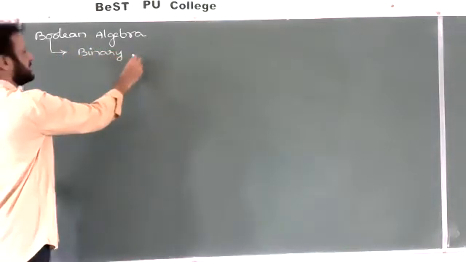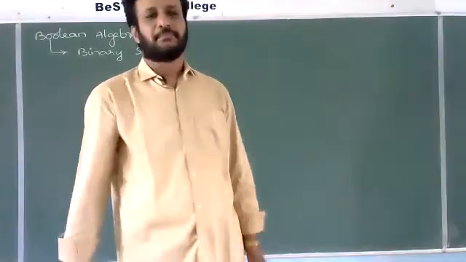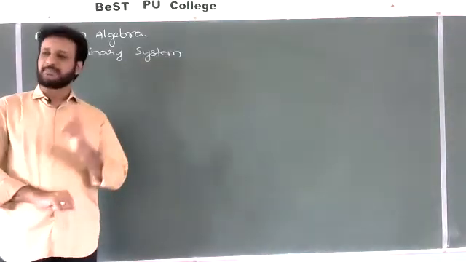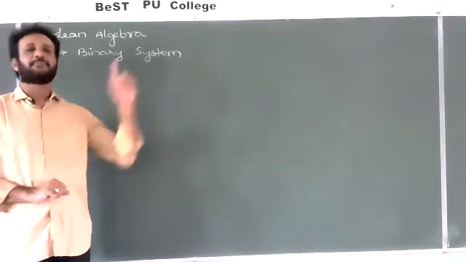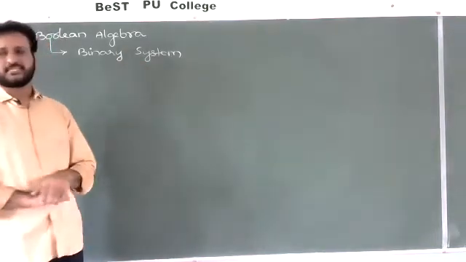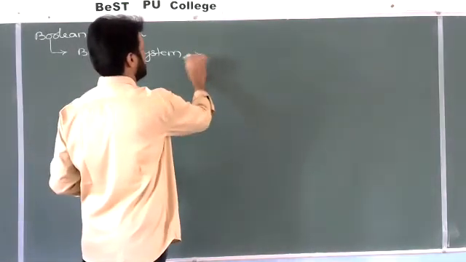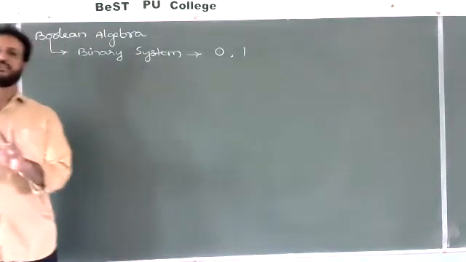So Boolean algebra is used by digital electronics, and Boolean algebra depends upon the binary system. The word binary, bi indicates what? 2. Binary system means having only two numbers. A binary system contains only two digits, 0 and 1.